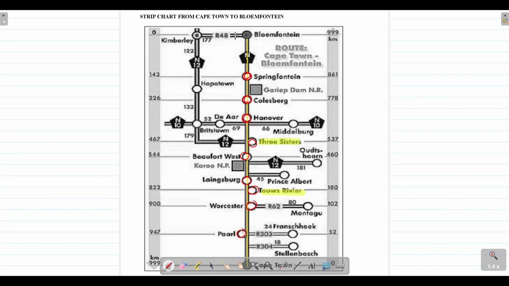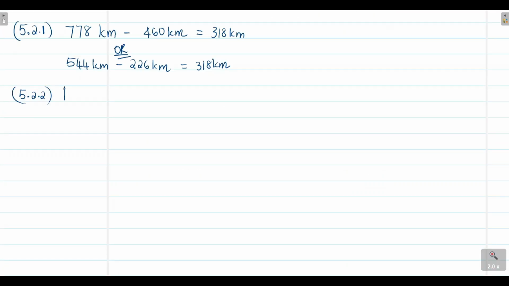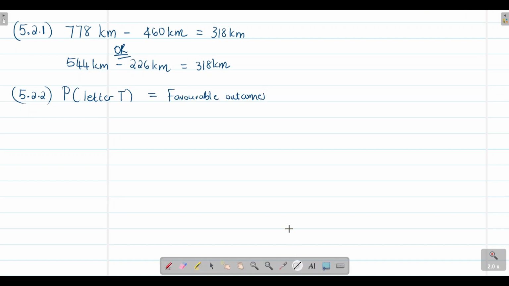When we're calculating probability, you should be able to calculate probability at this point. Probability is equal to your favorable outcomes divided by your total outcomes. So what are our favorable outcomes? The favorable outcomes is passing through or past towns that start with the letter T. We found that those towns are two. So let's quickly write that down. The probability of passing towns that start with the letter T is equal to your favorable outcomes divided by the total outcomes.